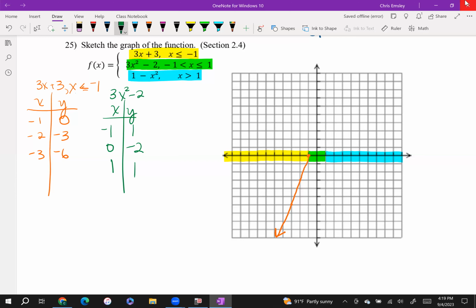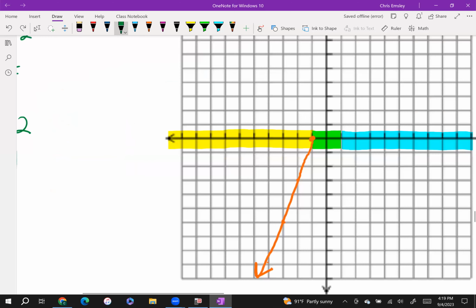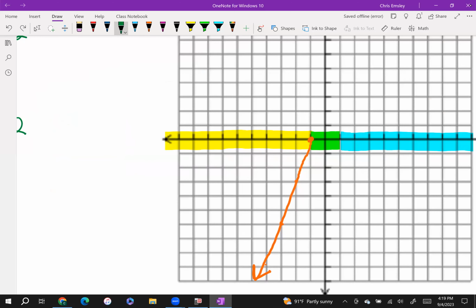So we'll plot those points. Again, -1 is an open circle. I didn't quite hit that in the right place, did I? Let's see if we can make this a little bigger. -1, 1 is an open circle. 0, -2, and 1, 1 is a closed circle because we include that endpoint, +1, but not the -1 endpoint.